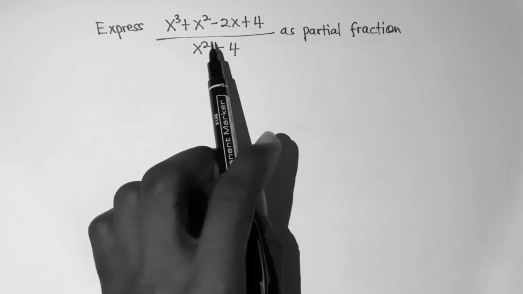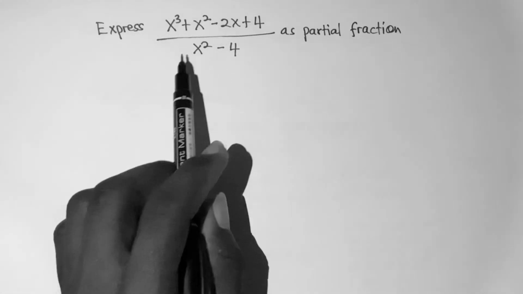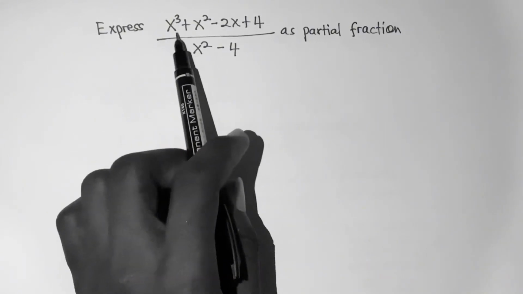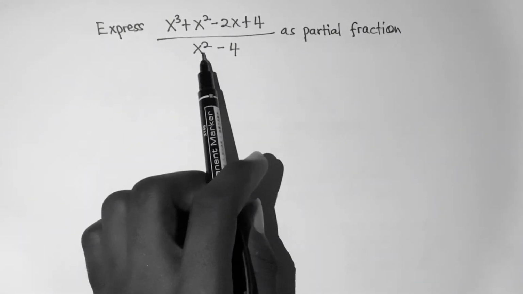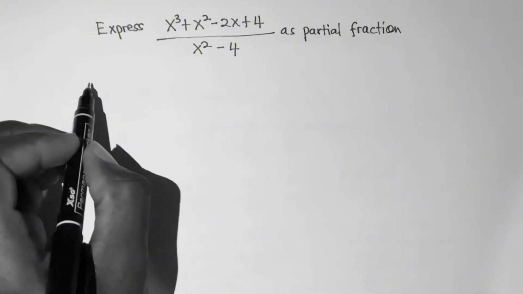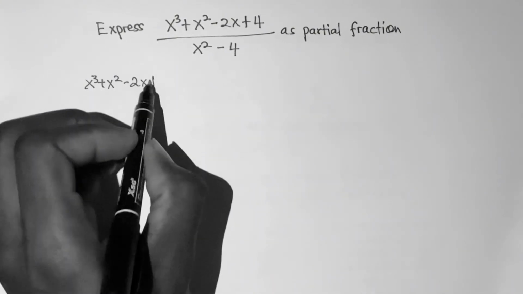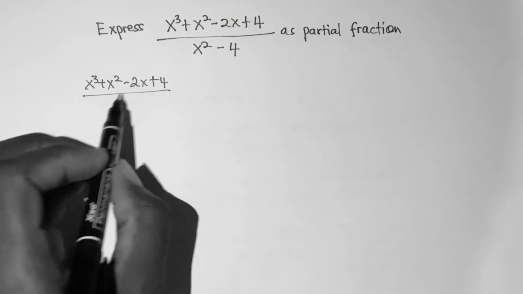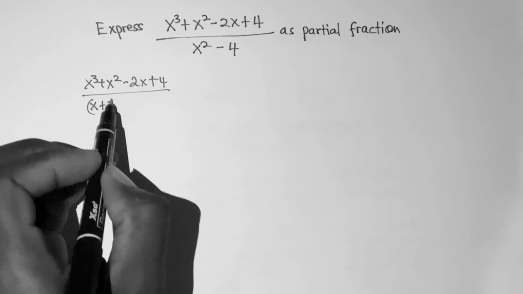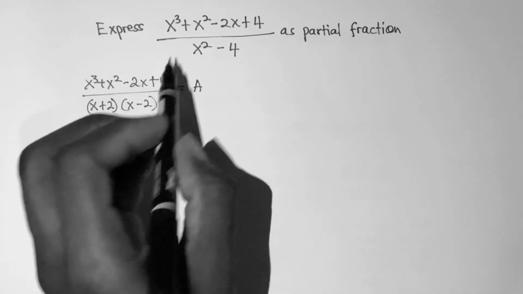Express (x cubed plus x squared minus 2x plus 4) divided by (x squared minus 4) as partial fractions. The first thing to notice is that this is an improper fraction, because the highest power in the numerator is x cubed and the highest power in the denominator is x squared. So if you find the difference, it is an x. So this implies that (x cubed plus x squared minus 2x plus 4) divided by (x squared minus 4), which is a difference of two squares, can be written as (x plus 2)(x minus 2).